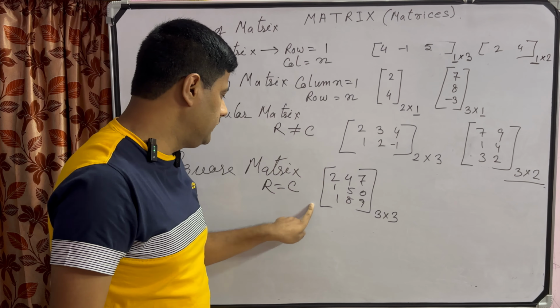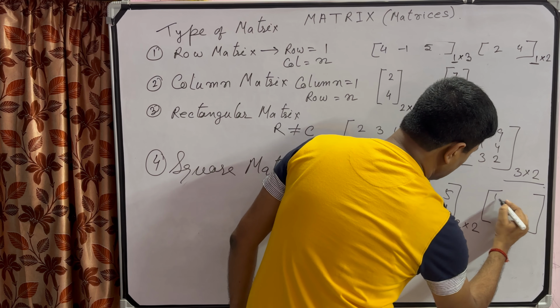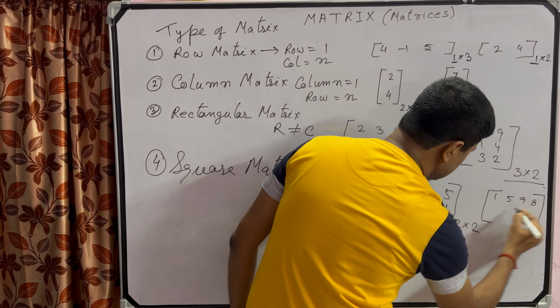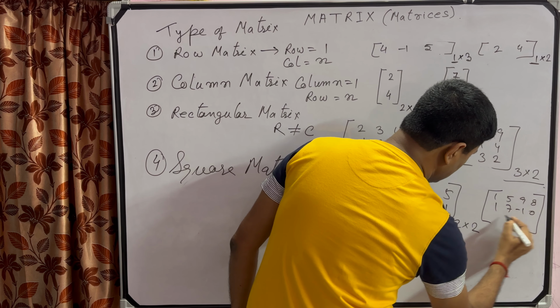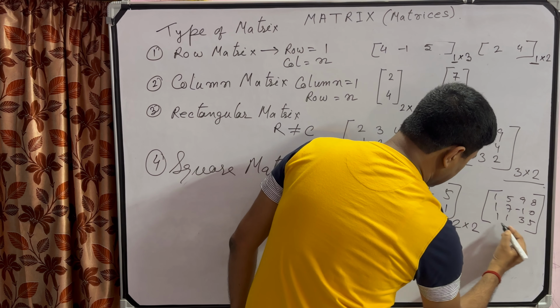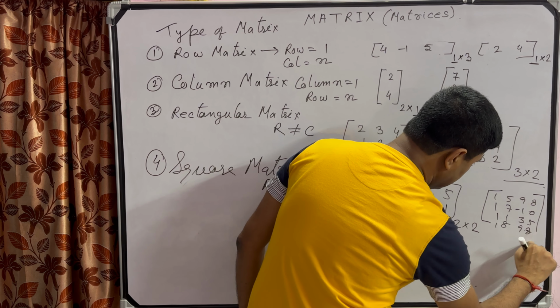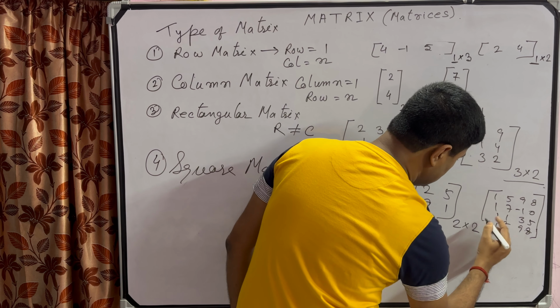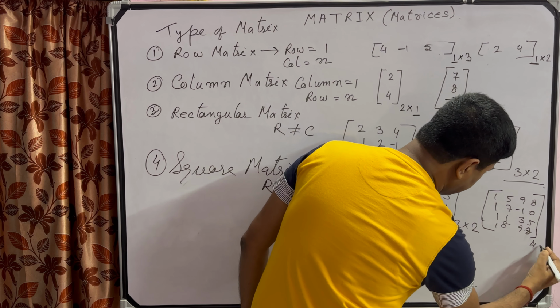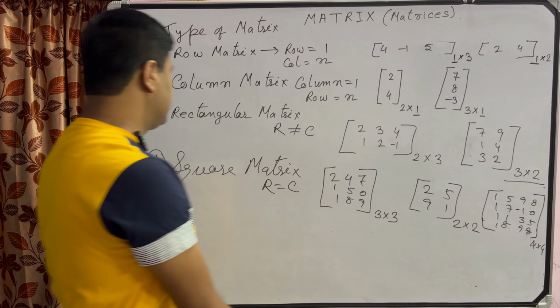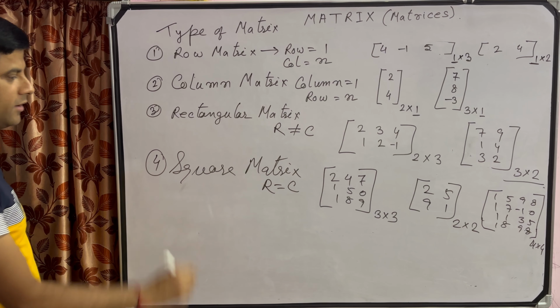Similarly, we can take a 2 cross 2 matrix like 2, 5, 9, 1. So it is a 2 cross 2 matrix. We can take a 4 cross 4 matrix also. So I'll try to make it: 1, 5, 9, 8, 1, 7, minus 1, 0, 1, 1, 3, 5, and 1, 8, 9, 8. So this is a 4 cross 4 matrix and it is a type of square matrix.